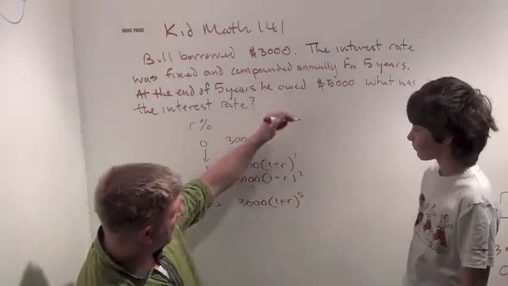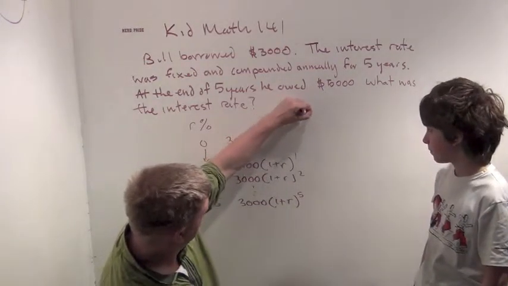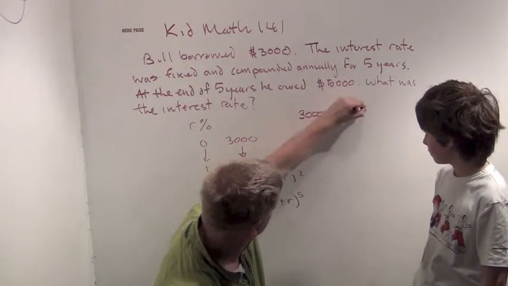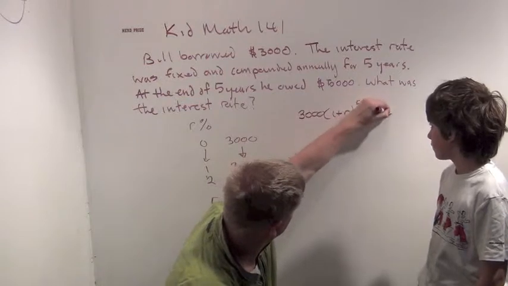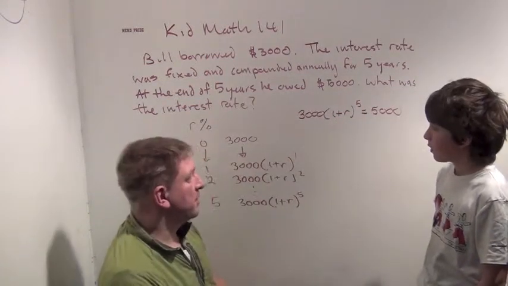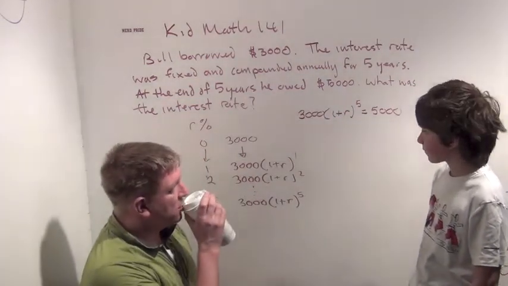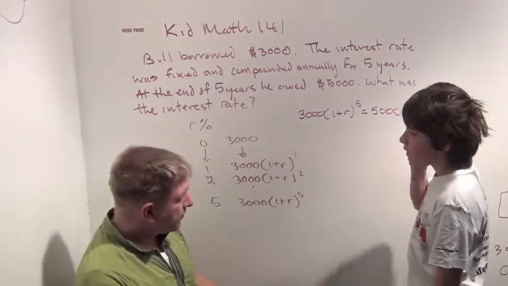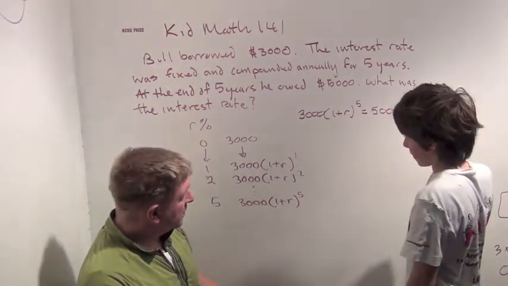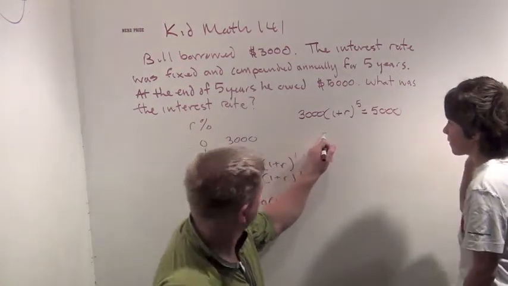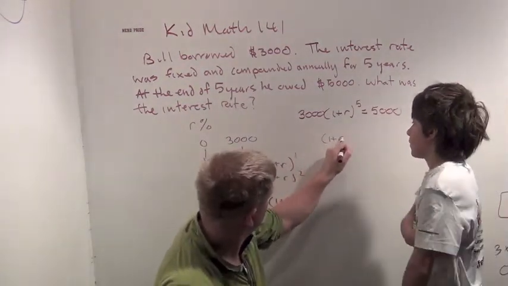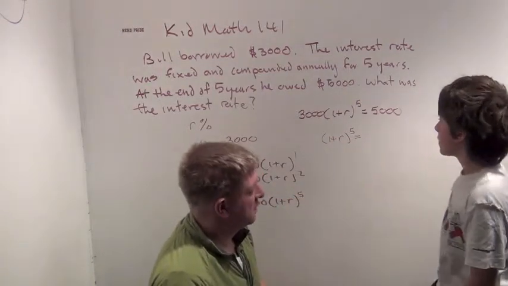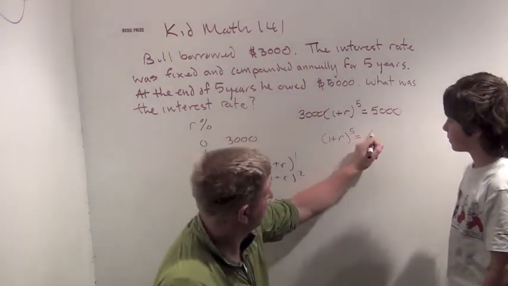So we have to solve this equation: 3,000 times 1 plus R to the 5th equals 5,000. What do you think would be a good first step in solving this equation? Well, if we divided by 3,000, we'd get 1 plus R to the 5th equals 5/3. 5/3, very good.